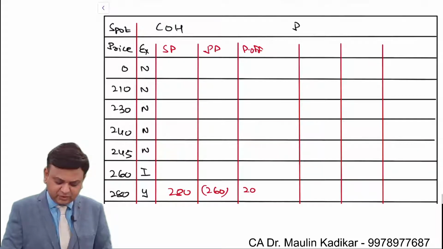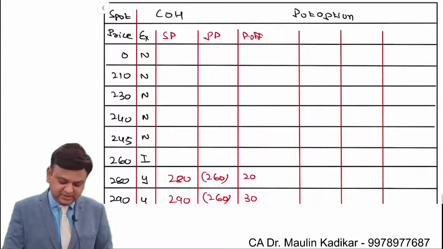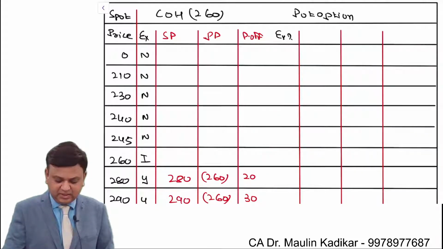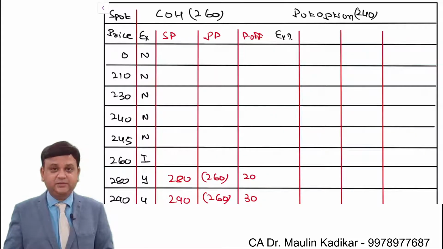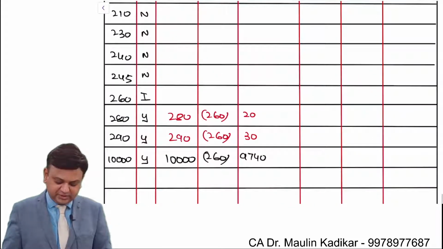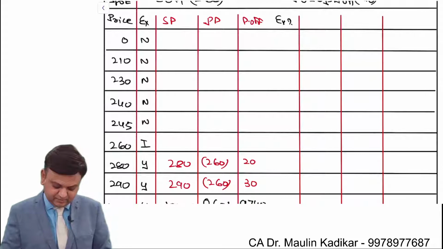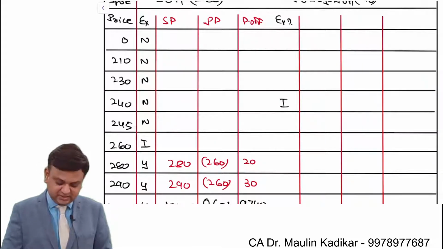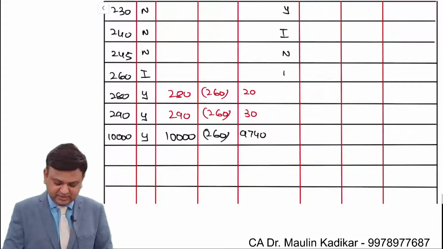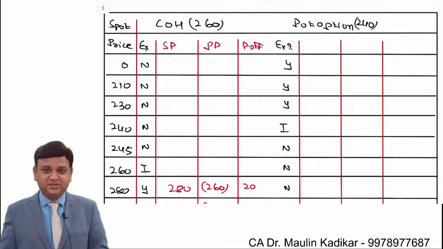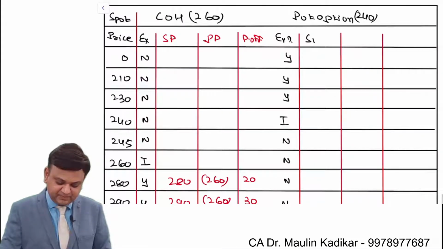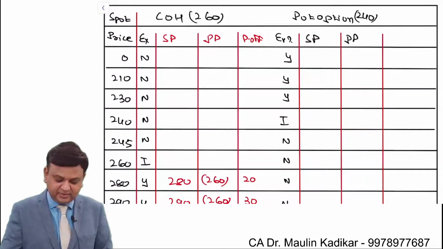We'll do similarly for the put option, in which we are required to decide whether to exercise our put option or not. For the call option the exercise price is 260, and for the put option the exercise price is 240. At 240, again we are indifferent. When the price is less, we will exercise our right. When the price is more, we will not exercise our right.